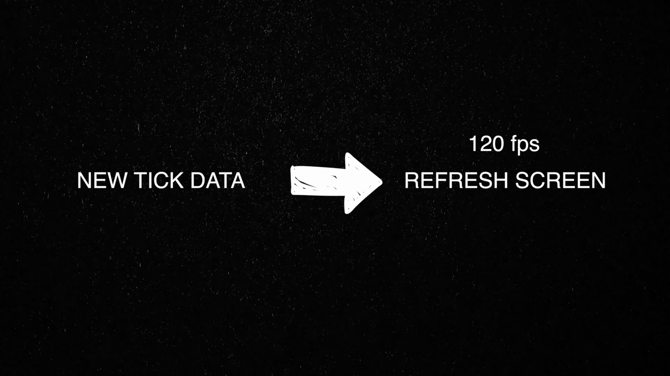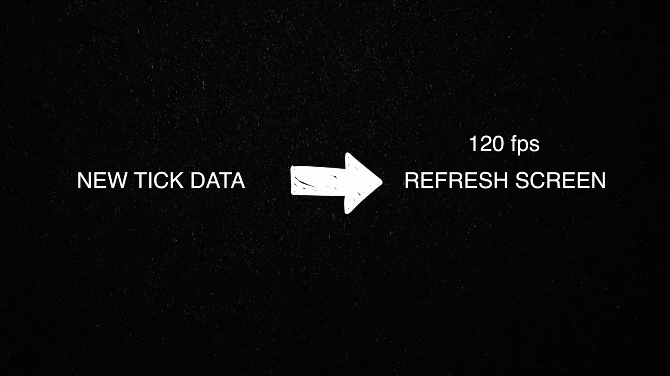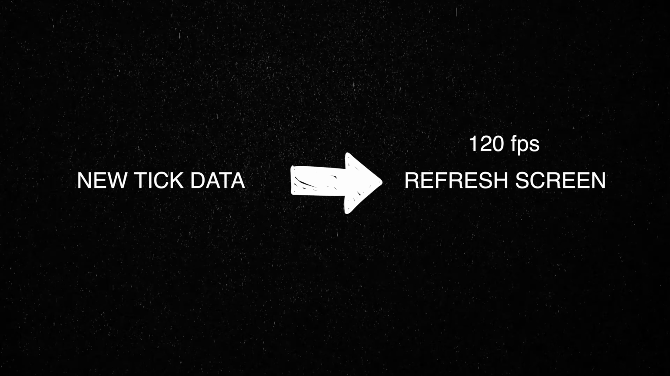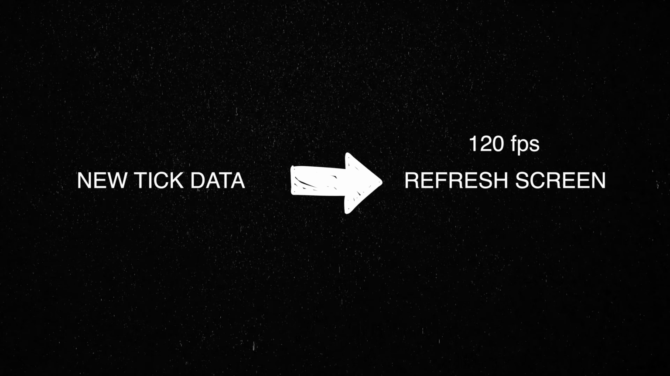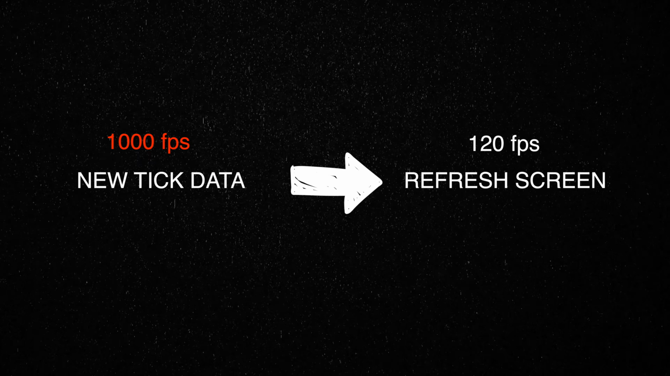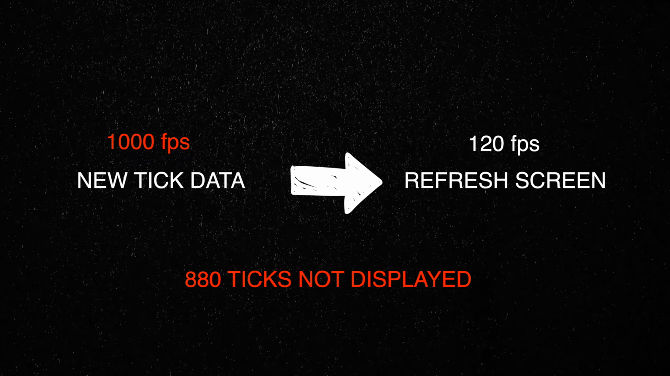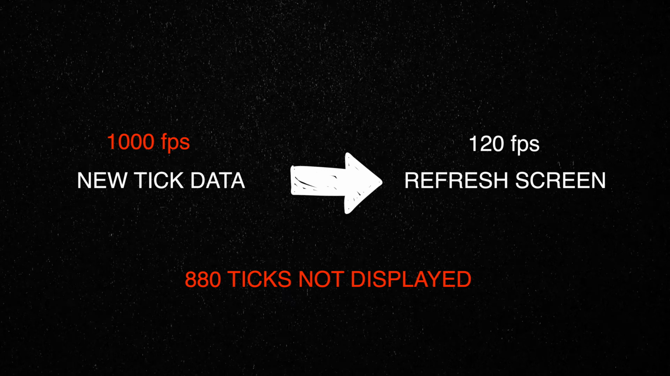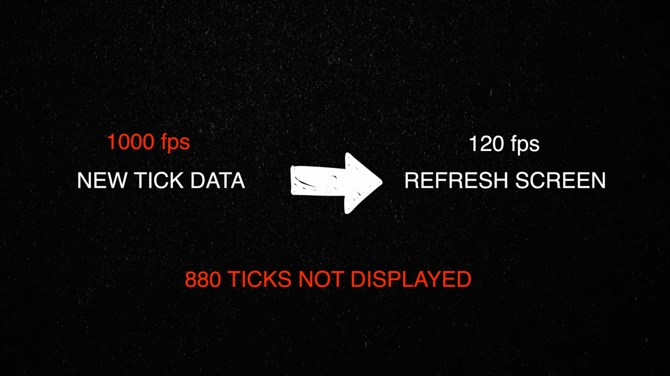The standard monitor refresh rate is, I think, 60 or 120 FPS, frames per second. And with 120 FPS, you get one refresh every 8.3 milliseconds. So there's no point to refreshing your GUI every 1 millisecond, as your monitor can handle only one refresh every 8 milliseconds. So yeah, that's pointless.